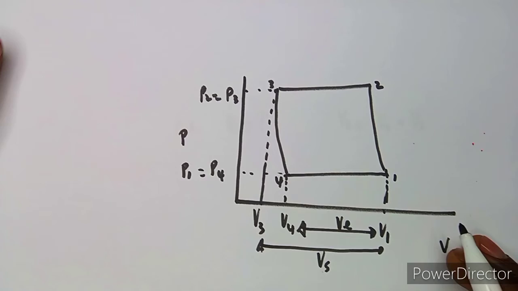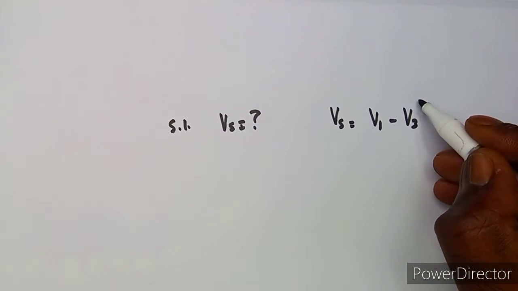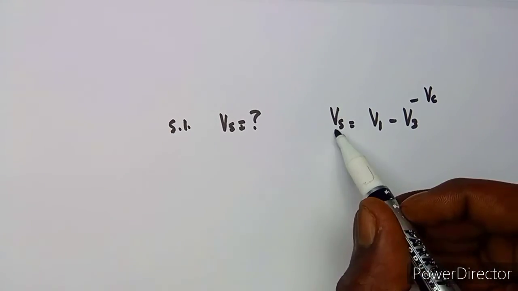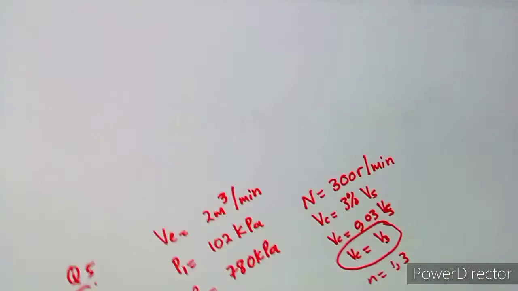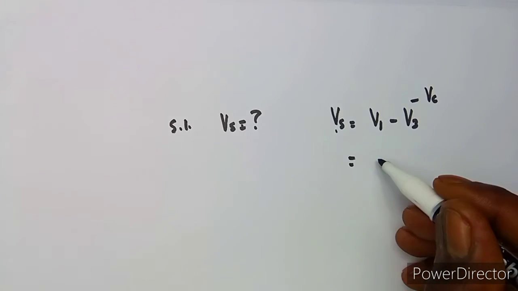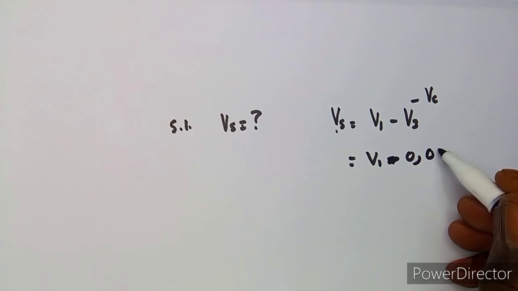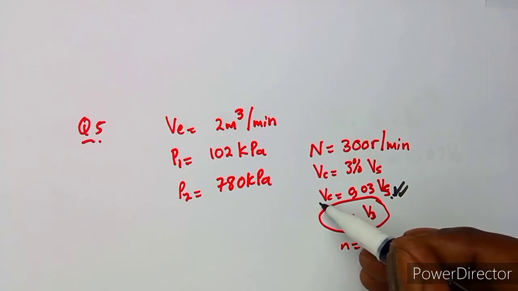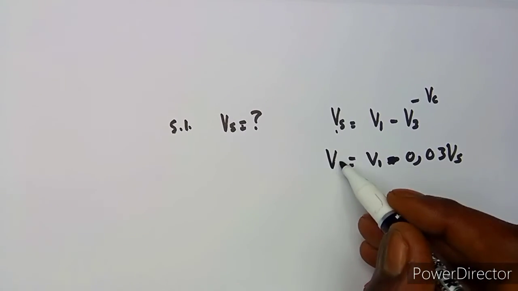So what does it mean? V1 minus V3. This is V3, which is your Vc. Remember I said V1 is equal to V3. So we can write this in terms of Vs. Why? Because we are given Vc. We wrote it here. We are given Vc in terms of Vs. So connect these two. Vc is equal to 0.03 Vs. We want to calculate Vs, so write Vc in terms of Vs. Just substitute with Vs, which is like this.